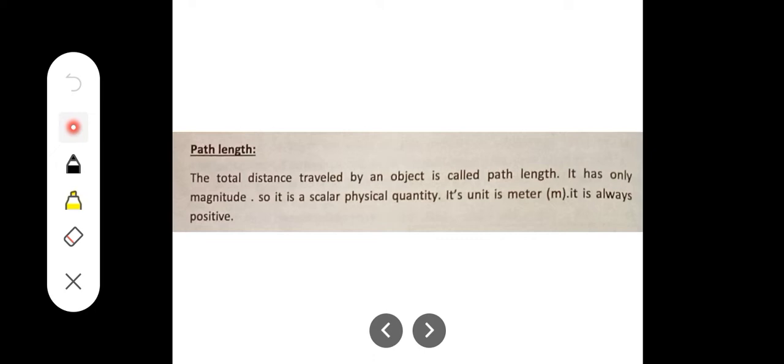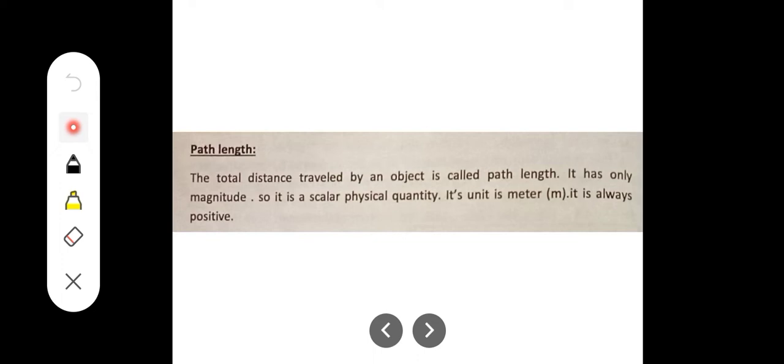Path length. Total distance traveled by an object is called path length. It has only magnitude, so it is a scalar physical quantity. Its unit is meter. It is always positive. Okay, let us see what that path length is. Total distance traveled by an object is called path length.